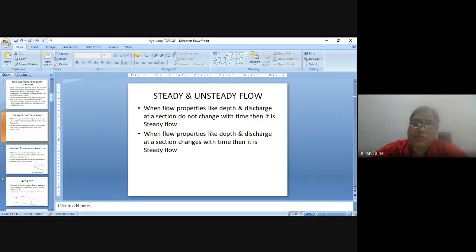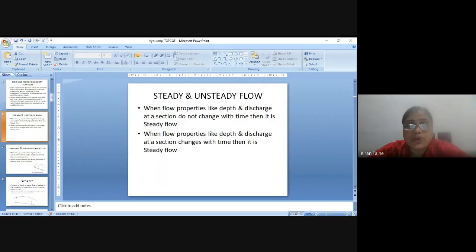So there are different types of flow, steady and unsteady flow. In fluid mechanics 1, we have already studied these types of flow. So these are also called flow regimes. So steady flow occurs when the flow properties such as depth or discharge at a section do not change with time. If the depth or discharge changes with time, then it is known as unsteady flow. So in steady flow, flow properties such as depth or discharge at a section do not change with time.